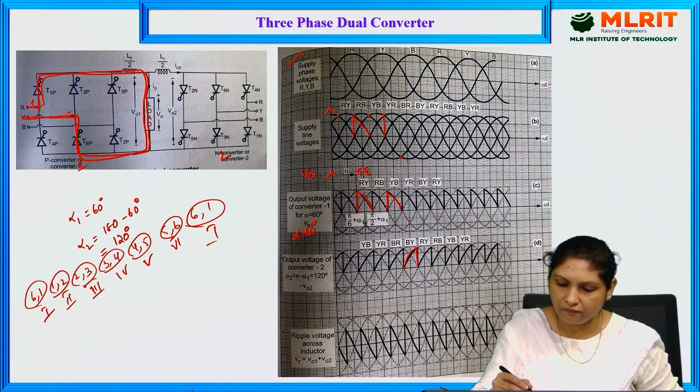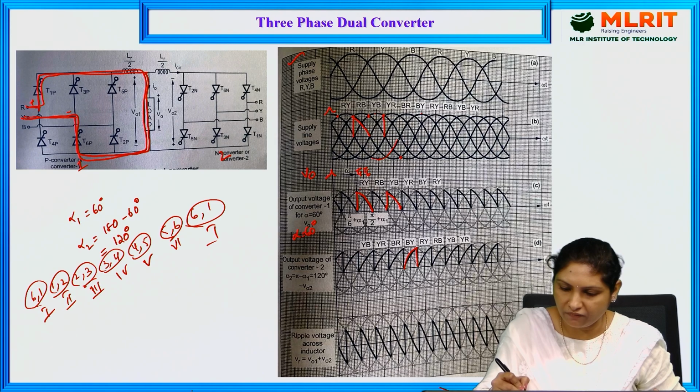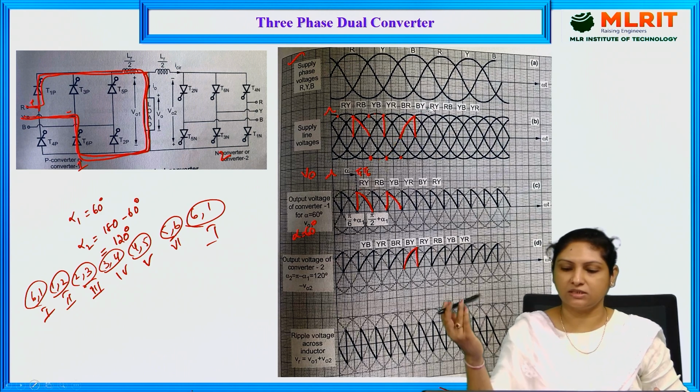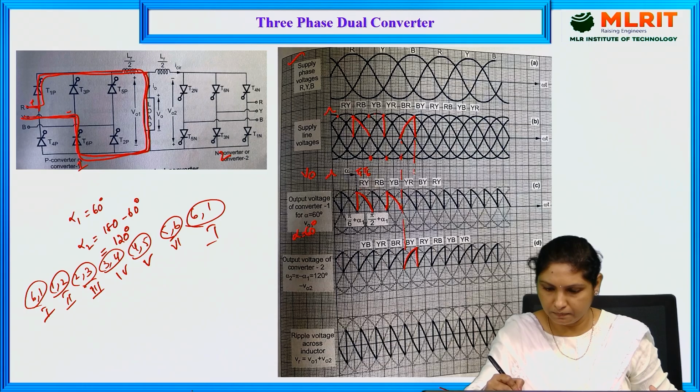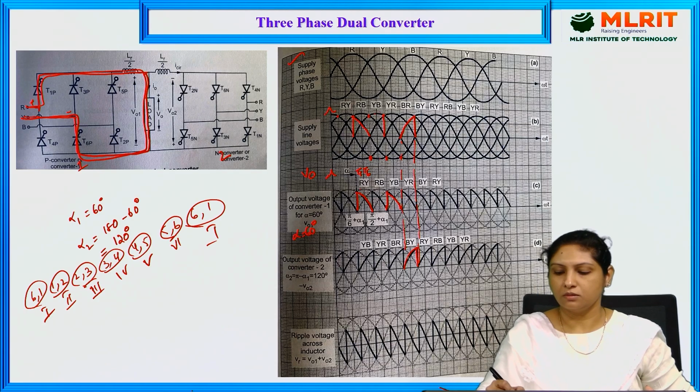Here I am explaining YB. We are checking out on BY. So this is BY, and this is the zero crossing where this is 60 degrees and this is 120 degrees. So it should start conduction from here, and how long? For a period of 60 degrees, only for the period of 60 degrees. So this is your BY. So BY will be conducting.